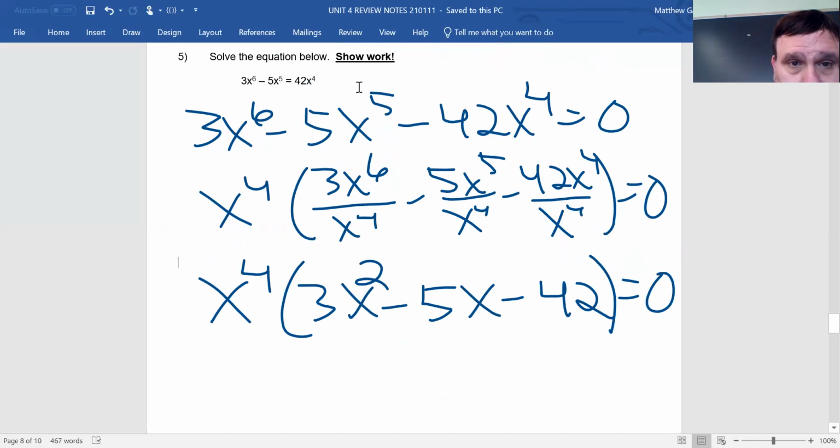we set the equation equal to 0. That's what we show here in the first row. In the second row, we factor out the greatest common factor, which is x to the 4th power. We divide all 3 terms by x to the 4th power. We end up with x to the 4th power times 3x squared minus 5x minus 42.